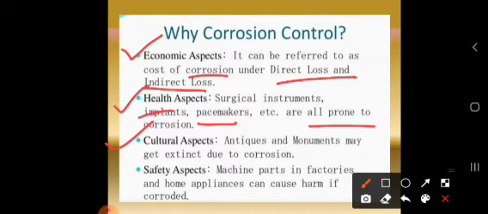Next is the cultural aspect. Antiquities and monuments may get destroyed due to corrosion. Monuments were made a long time ago, and if they are affected by corrosion, then we are going to lose our culture itself. So again we need corrosion control. And the safety aspect also: machine parts in factories and home appliances can cause harm if corroded. If machine instruments and parts are corroded, it will affect normal people economically. Again we need corrosion control.